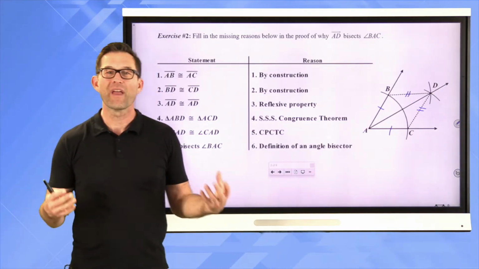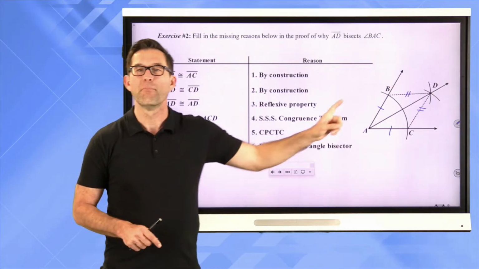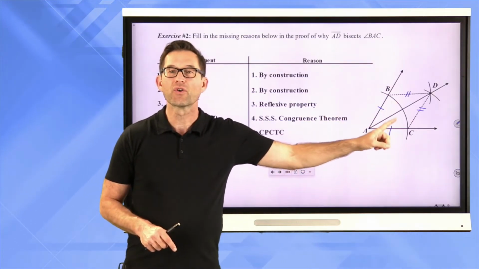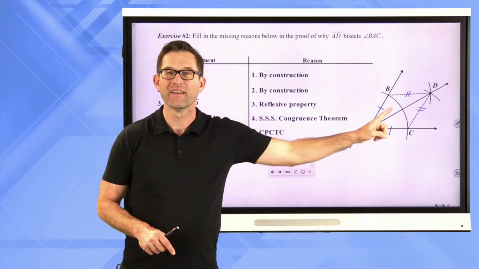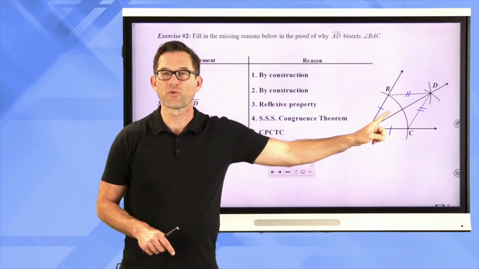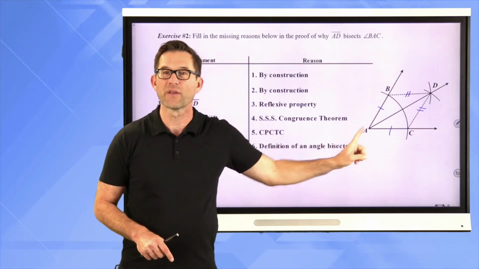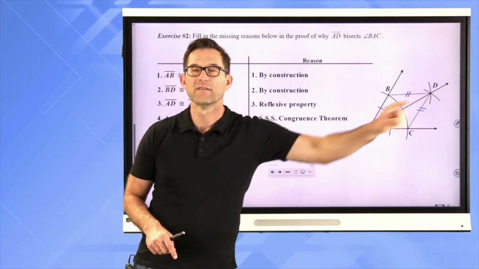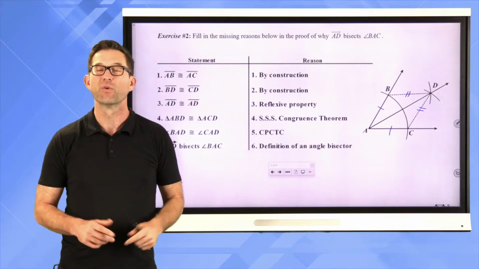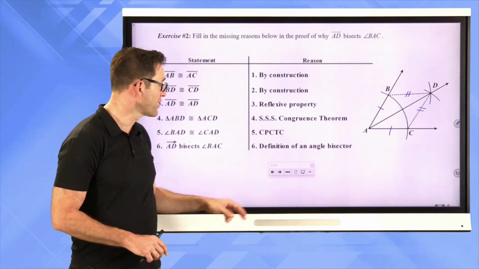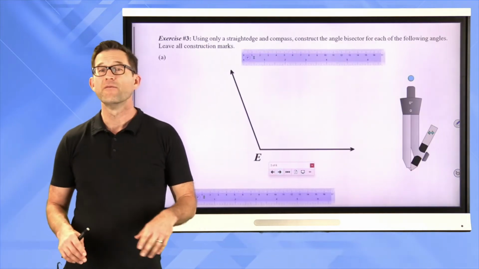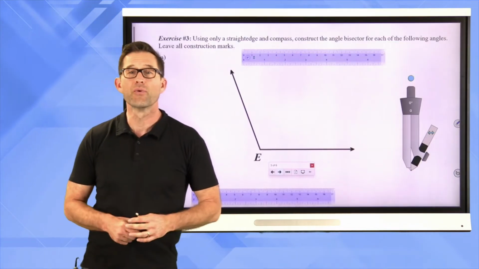So we actually create an angle bisector by creating two congruent triangles, right? We could create these two congruent triangles, which then forces this angle and that angle to be congruent to each other, which then forces that to be the angle bisector. Really kind of cool. It's one of my favorite constructions. It's very simple, very easy to do. Let's go through it again.